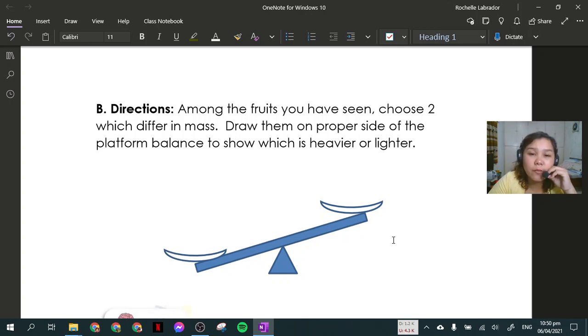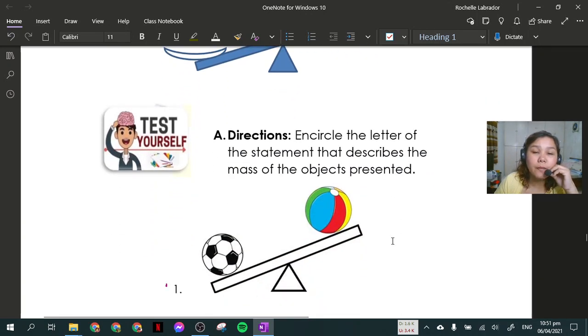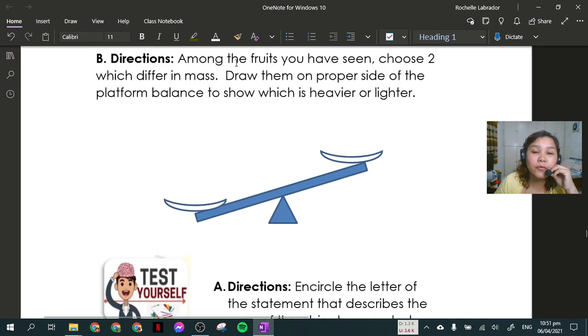So kayo na mag-isip, depending on the quantity, kung how many fruits will be for each side, or what kind of fruits do you prefer to be put in this platform balance. So as long as it will show which one is heavier or which one is lighter. So dapat tama din. Okay, next. Oh, by the way, don't forget to color your drawing.